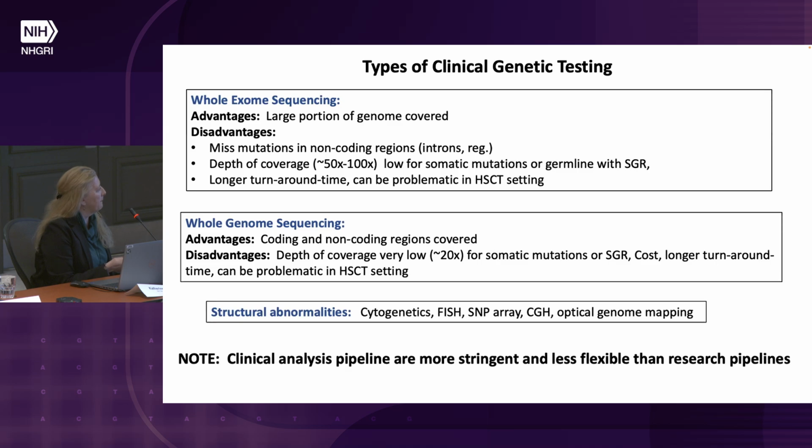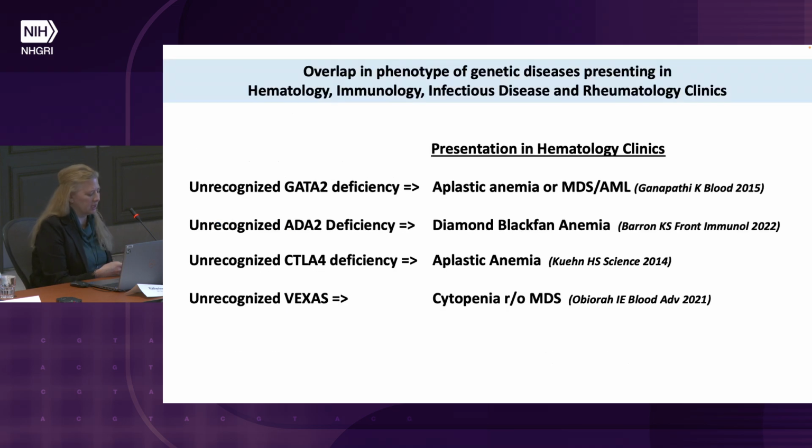One important thing to note is that the clinical analysis pipelines are much more stringent than research pipelines and much less flexible. So what we've seen in the hematology lab is an overlap in the phenotype of genetic diseases that present in hematology, immunology, infectious disease, and rheumatology clinics. And some examples: unrecognized GATA2 deficiency has presented in hematology clinics as aplastic anemia, or MDS. Unrecognized ADA2 deficiency has presented as Diamond-Blackfan anemia in hematology clinics.